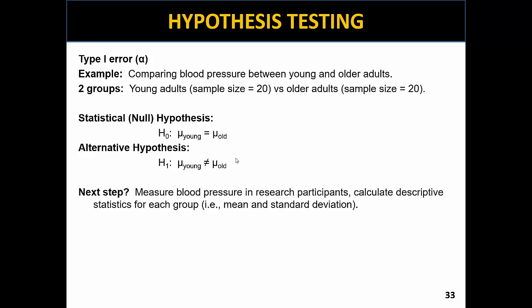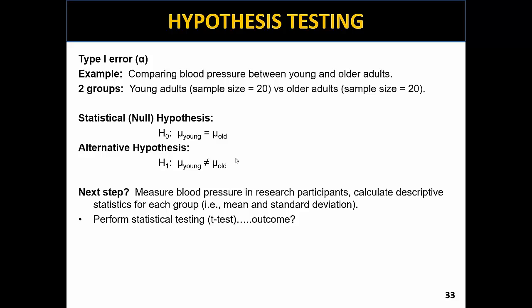So now what is the next step? The next step is to collect our samples, to actually measure blood pressure in research participants with methods that are both reliable and valid. And then once we obtain the results from both groups of participants, we calculate descriptive statistics for each group. That is always the first step when sampling data. We calculate the mean and standard deviation. Because we're dealing with small sample sizes here, so 20 and 20, we perform statistical testing. And then we conduct what's called a t-test that will be detailed later.